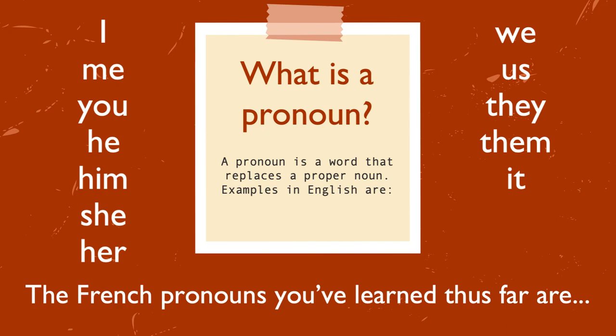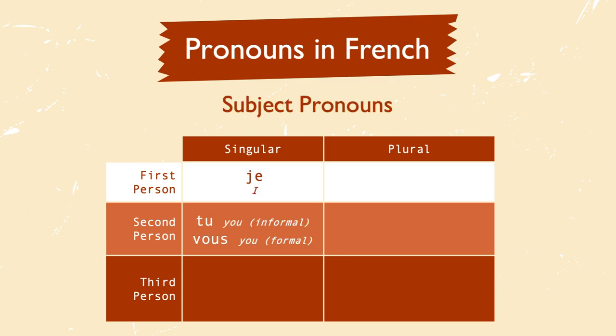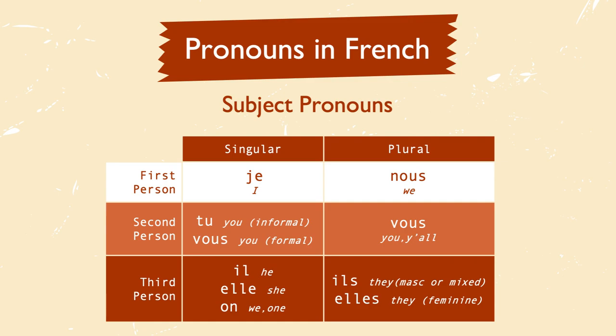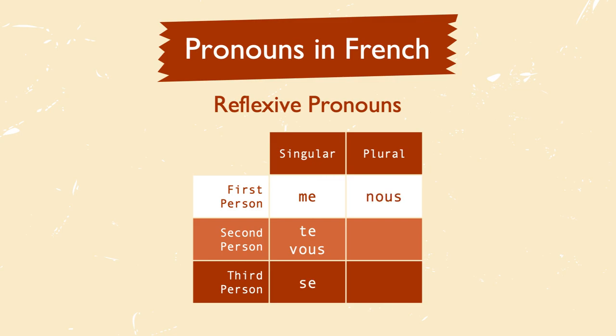The French pronouns you've learned thus far are subject pronouns. Je, tu, and vous for second person singular. Il, elle, and on. Nous for first person plural. Vous for second person plural. And ils and elles with s's for they, third person plural. You've also learned reflexive pronouns: me, te, se, nous, vous, and se.